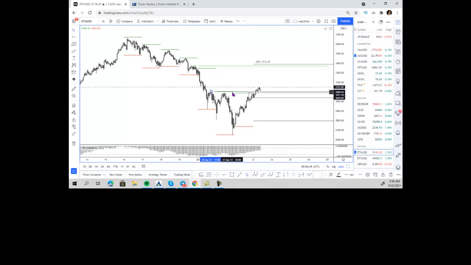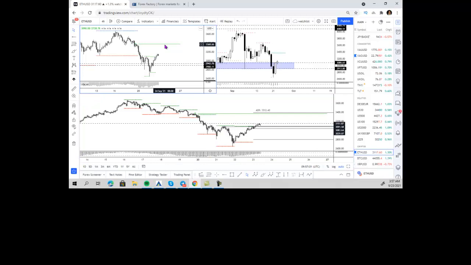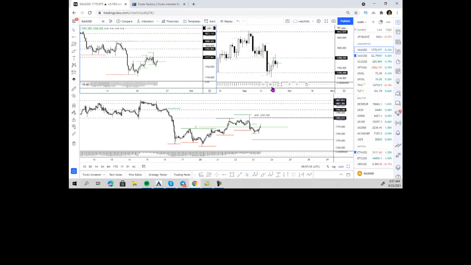I'll keep you guys posted on what I do. But just by looking at it, it's really setting up like a great short opportunity, right? So let's look at gold and our gold trade.